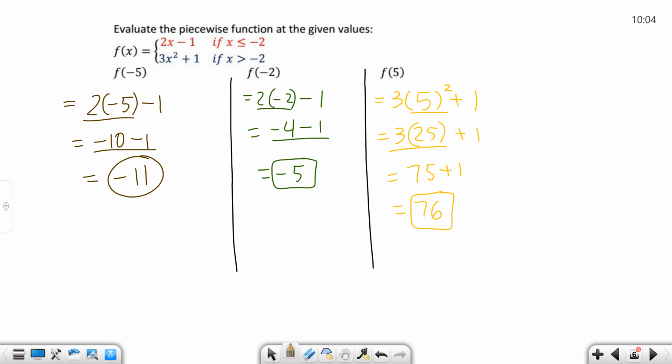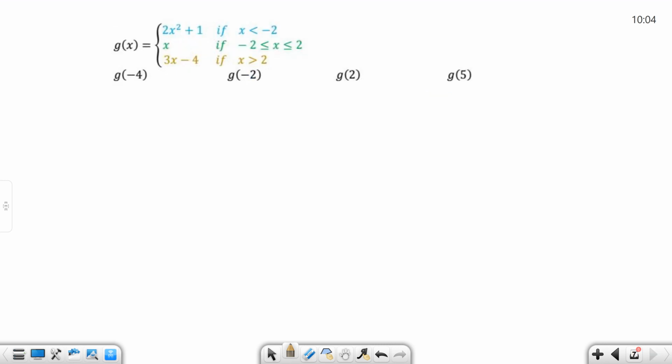So that was a piecewise function that was in 2 pieces. -2 was kind of the point where it was divided up, right? But equal to -2 in this case went with the one at the top. So now we have a piecewise function that is 3 pieces. We have 2x squared plus 1 if x is strictly less than -2. If it's equal to -2 or all the way up to and including 2, so from -2 to 2, it's just x. It's just a number. You just plug it in, boom, you get the answer. And then 3x minus 4 if x is greater than 2.